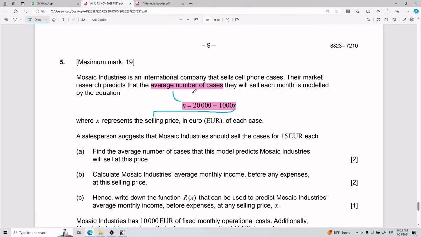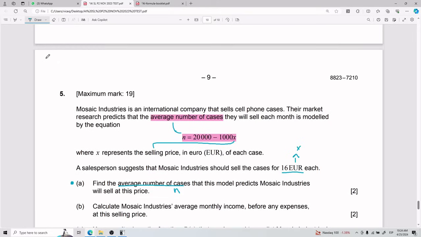So for part A, a salesperson suggests that Mosaic Industries should sell the cases for 16 euros each. And so clearly this is going to be an X value, okay? We need to find the average number of cases, so you need to find an N for part A. You're going to find the N that this model predicts Mosaic Industries will sell at this price. And so pretty straightforward for part 5A.